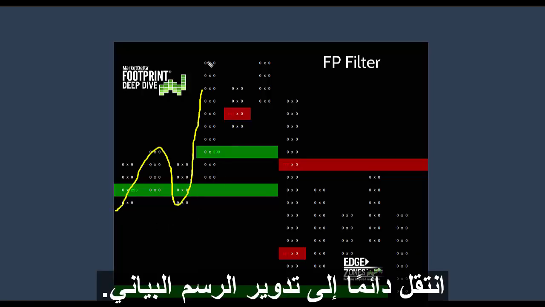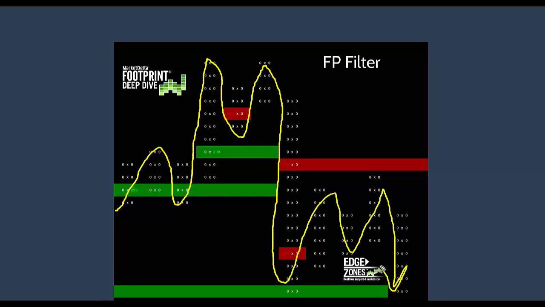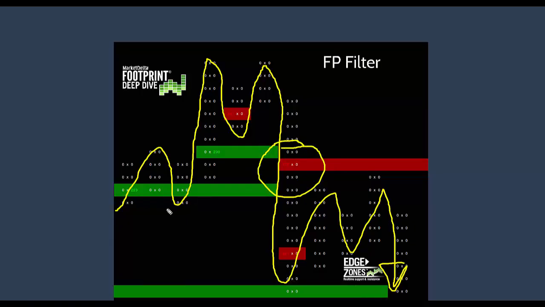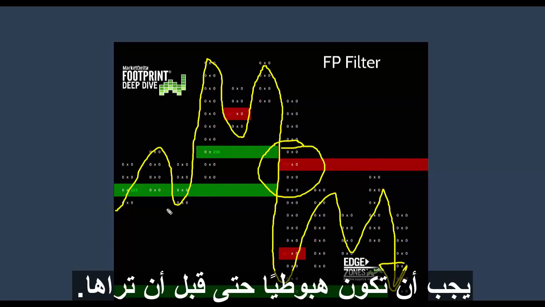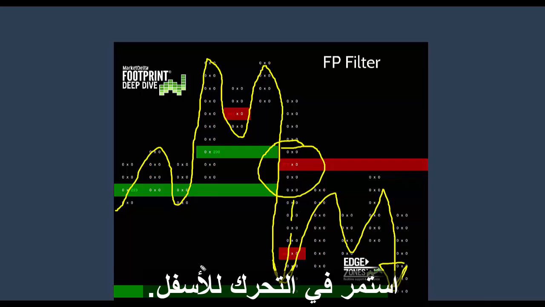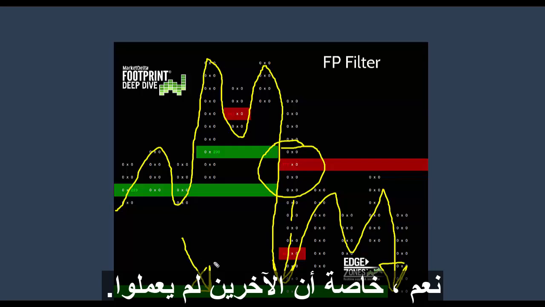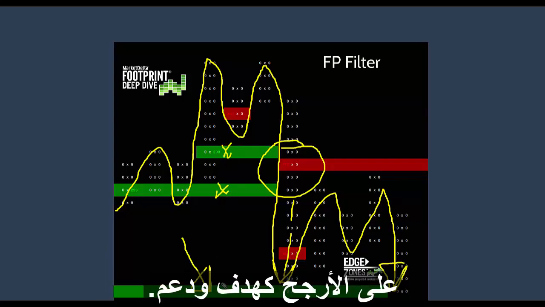Always go through the rotation of a chart. So are you bearish or bullish when you see that? You should be bearish. Even before you see it continue to move lower. Should you look to use this as support? Yeah, especially that 2 others didn't work. They're going to use this one most likely as a target and support.